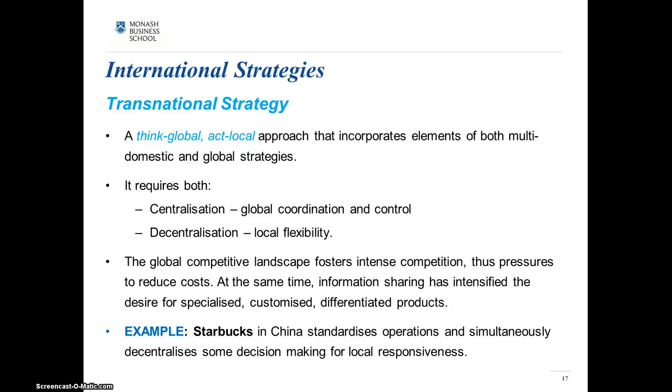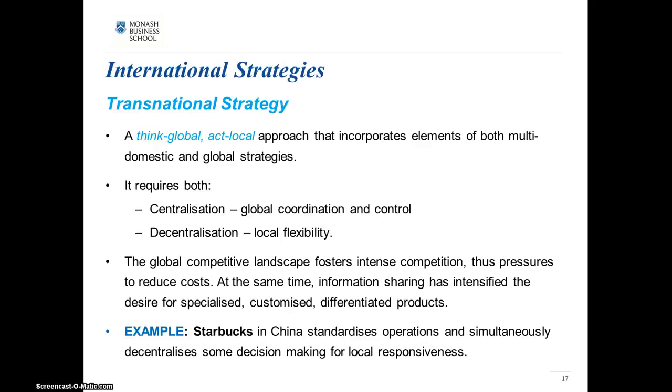As you can imagine, this is often quite difficult to achieve. It's hard enough being successful at either just the multi-domestic or global strategy. Trying to do both at the same time can be quite difficult, considering that they're aiming for completely opposite things.